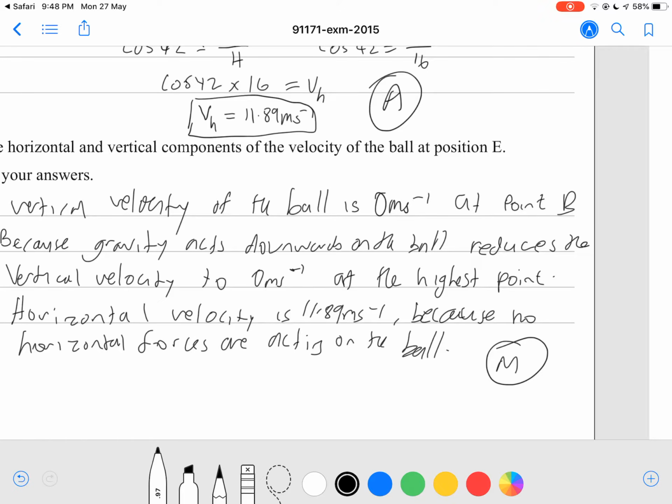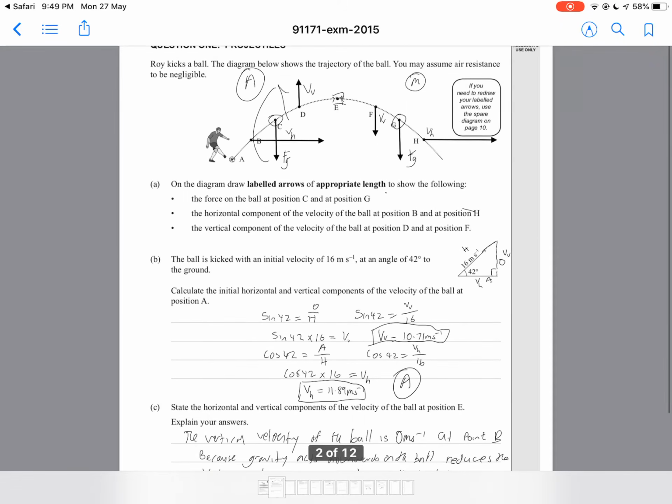Getting both these points correct is going to get you a merit grade. And to get an achieved grade, you have to say that the vertical velocity is 0, and you have to say the horizontal velocity is constant, or you can say one correct velocity with a correct explanation. So that will get you an achieved. Alright, moving on.